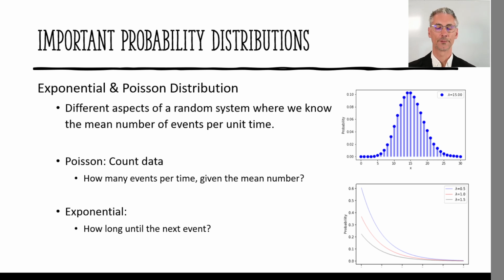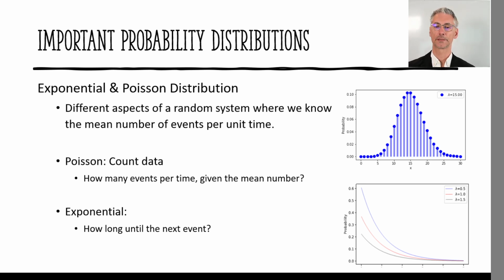We have then also the exponential and Poisson distributions. There are different aspects of random systems where we only know the mean number of events per unit time. The Poisson distribution describes the count data, that means how many events we observe per unit time given that we know the mean number. Say, for example, and this is what's shown here on the top right, we know that per unit time we have a mean of 15 events occurring. So if we look at 1 unit of time, what's the probability to observe, say, 5, 10 or 25 events?